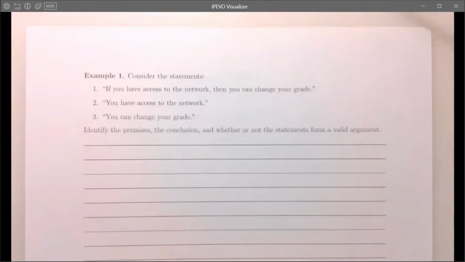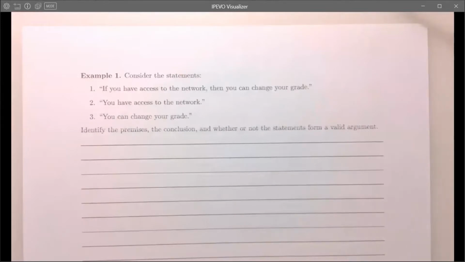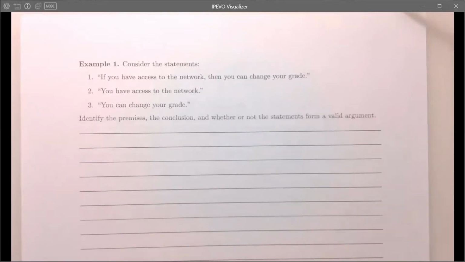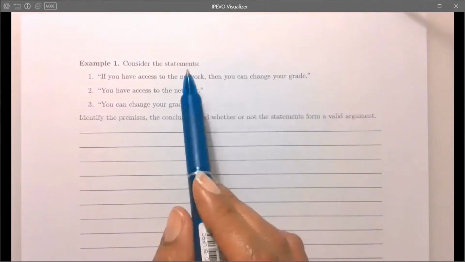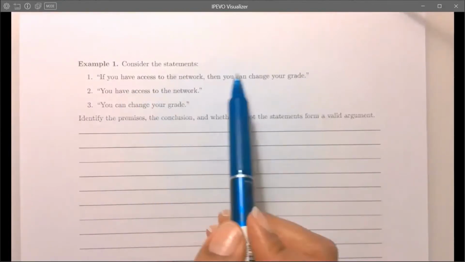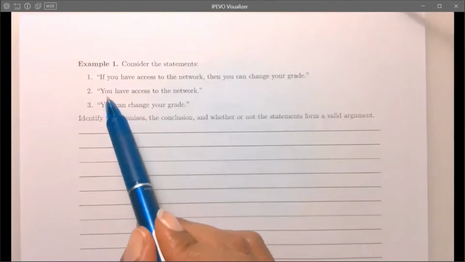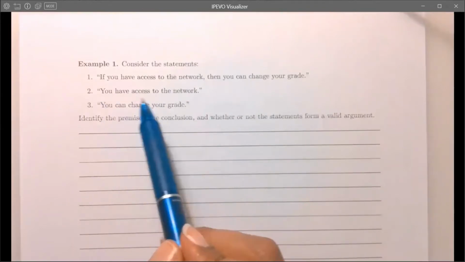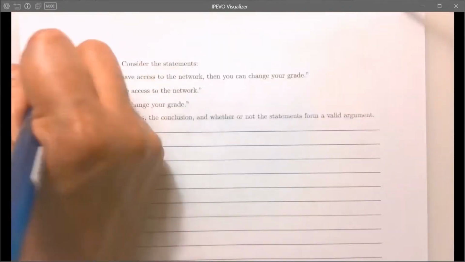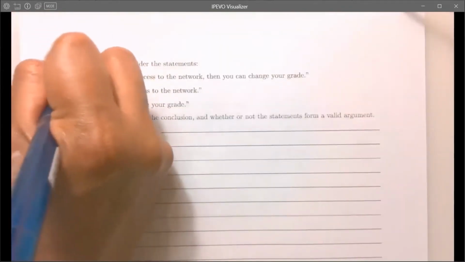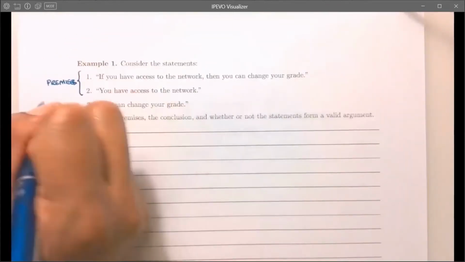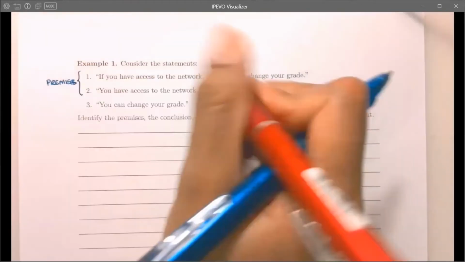Right, so let's apply that with example number 1. We're going to consider 3 statements, and we're going to identify the premises, the conclusion, and whether or not they form a valid argument. If you have access to the network, then you can change your grade. You have access to the network. You can change your grade. So these first 2 would be considered premises. And this last one would be considered the conclusion.